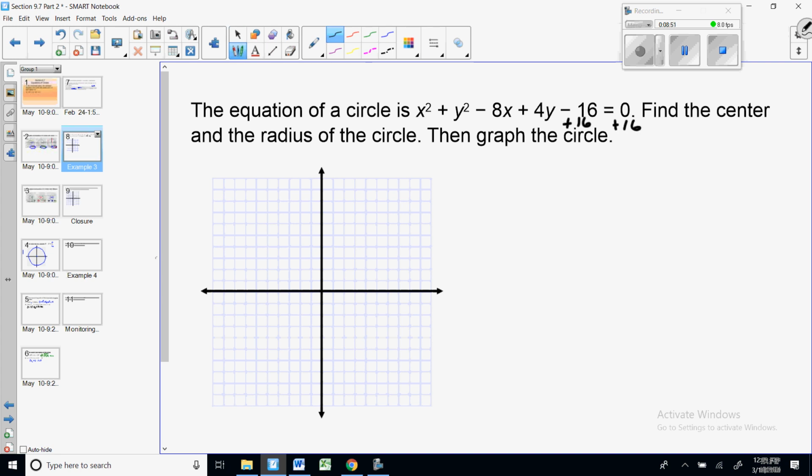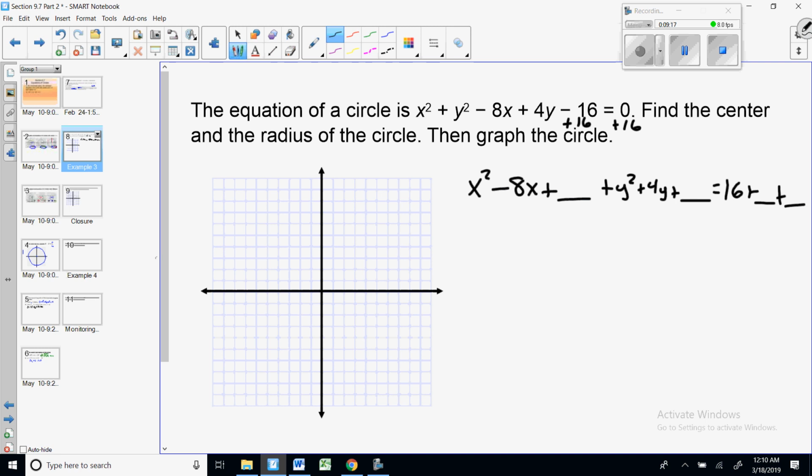Now I'm also going to rearrange my equation. So I've got x squared minus 8x plus some number that we're going to fill in here in a second, plus y squared plus 4y plus some number that we're going to fill in. And I'm going to have 16 plus 2 blanks to represent the numbers that we're going to put in when we do our completing of the square. Because remember, we're going to have to get (x minus something) squared inside of our parentheses.